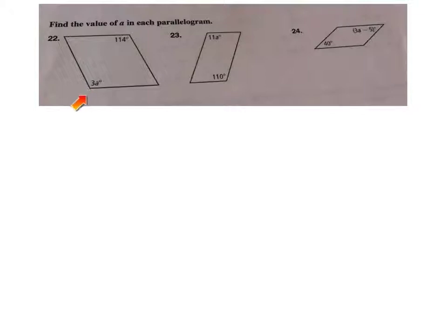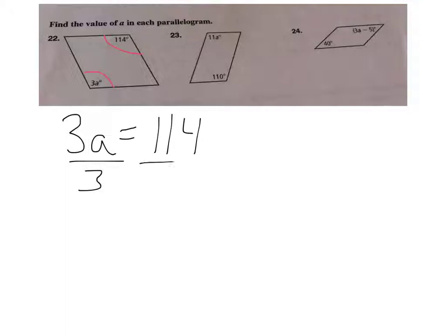Let's try 22. We've got this angle here, 3a, and this angle over here, 114. Again, they're across from each other. They're opposite angles. Opposite angles of a parallelogram are going to be congruent. So all we need to do to solve this is set 3a equal to 114. Some quick division here, if Mr. Young can do it in his head. A should be 38. You want to approach the other two the exact same way.